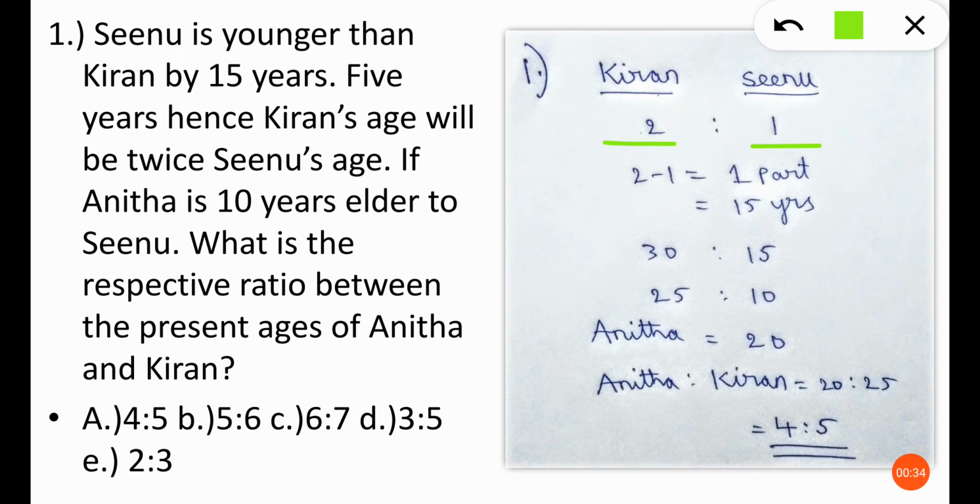So that's why we have taken the ratio as 2:1. 2 minus 1, 1 part. Their difference is 15 years. So 1 part value is 15 years. Therefore, Seenu's age is 15 years and Kiran's age is 30 years.